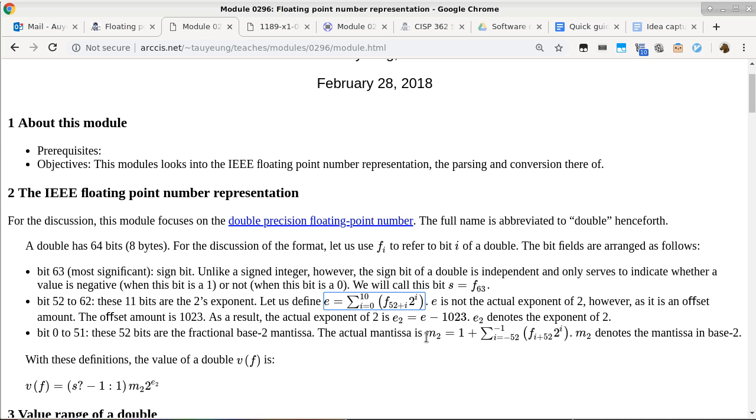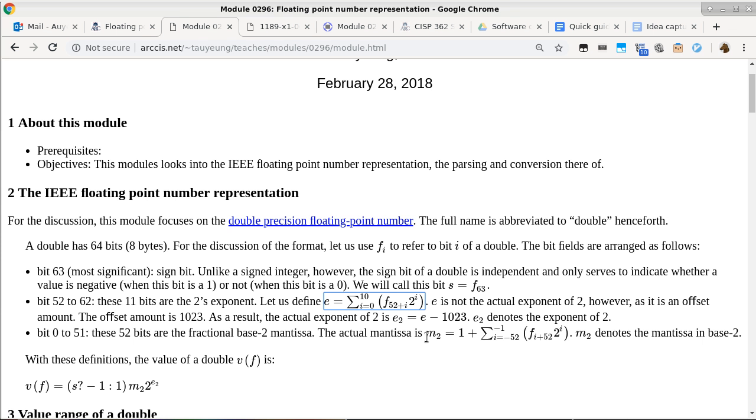So the actual exponent can be positive or negative. But when we represent it in the bit pattern, it is always going to be an unsigned 11-bit pattern. I will give you examples so that these will all be clarified later on. So that takes care of 12 bits, because bit 63 is a sign bit. Bit 52 to 62 are what we call the exponent bits.